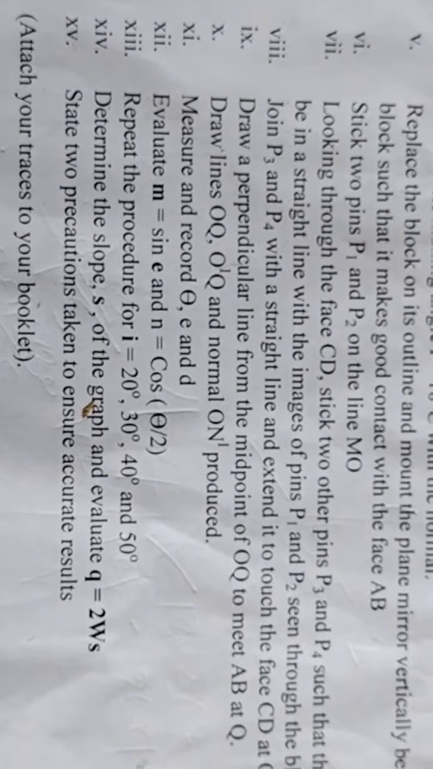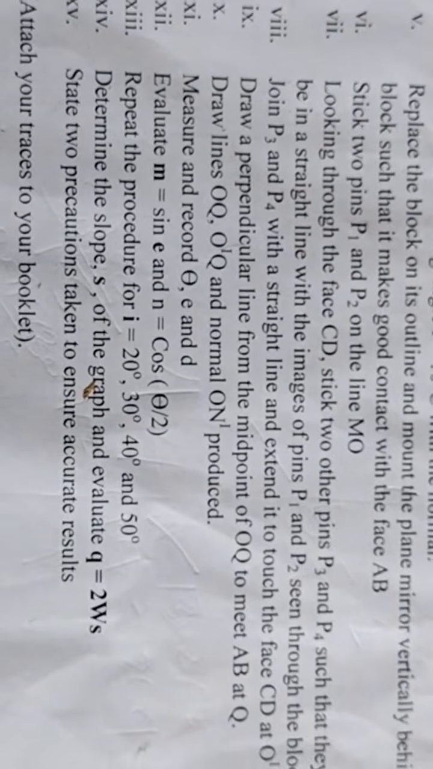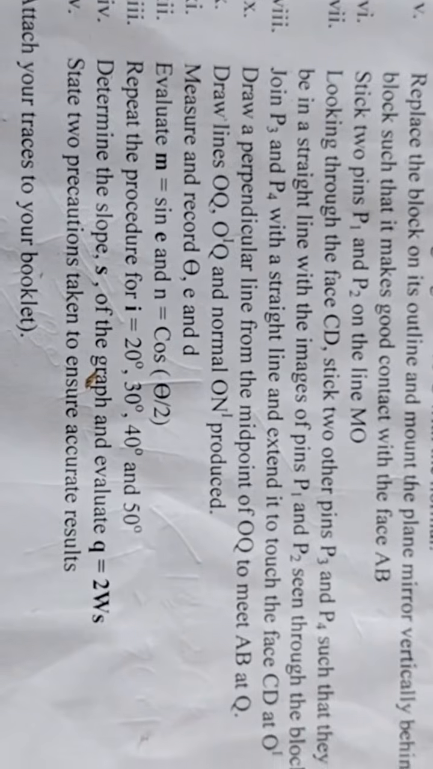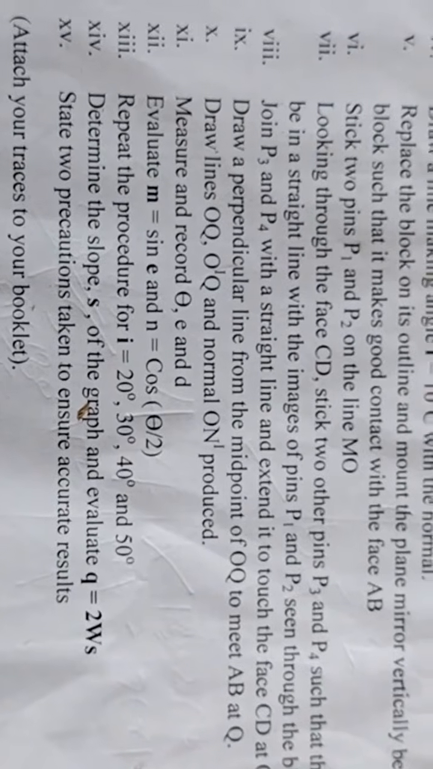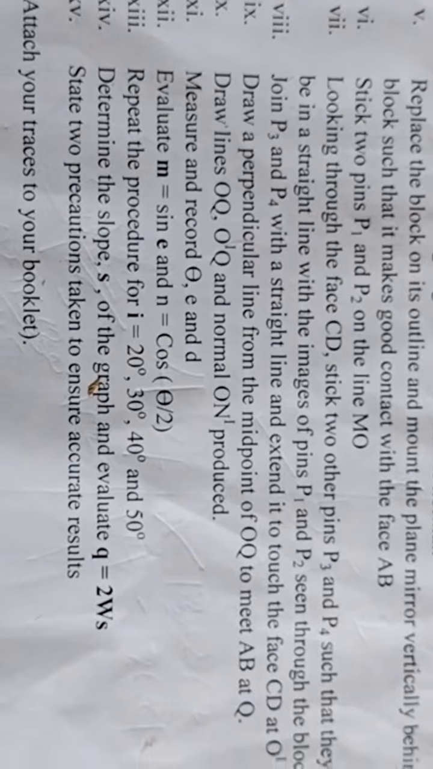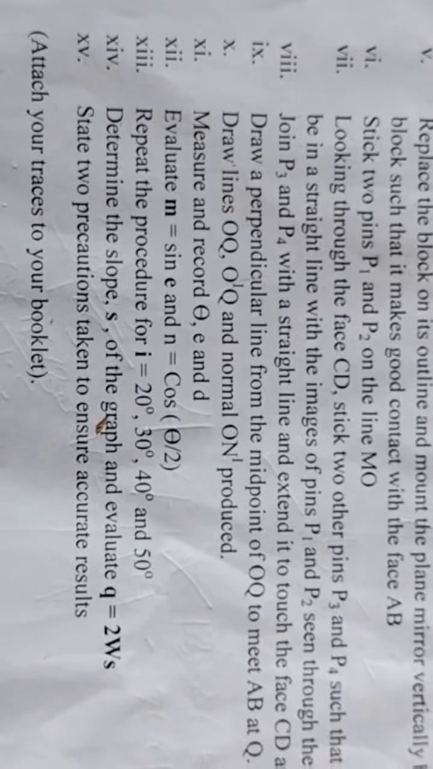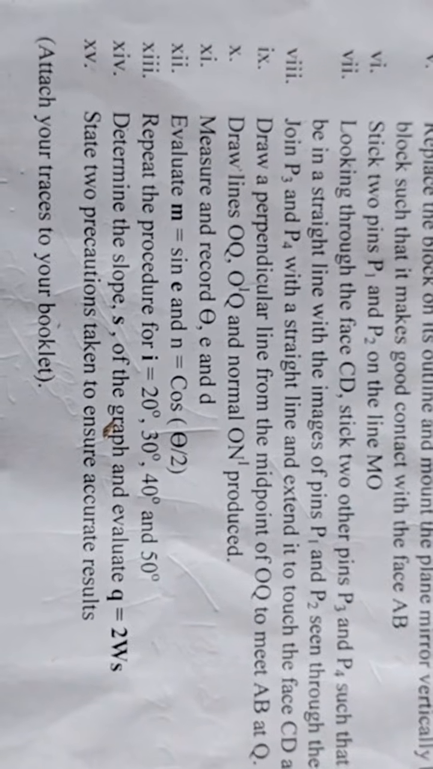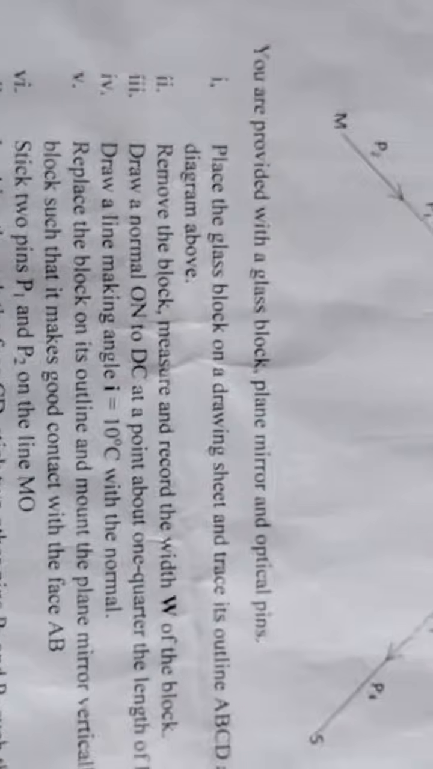Step thirteen: repeat the procedure for I equal to 20, 30, 40, and 50 degrees. Step fourteen: determine the slope S of the graph and evaluate Q equal to 2S. Step fifteen: state two precautions taken to ensure accurate results. Attach your traces to your booklet.